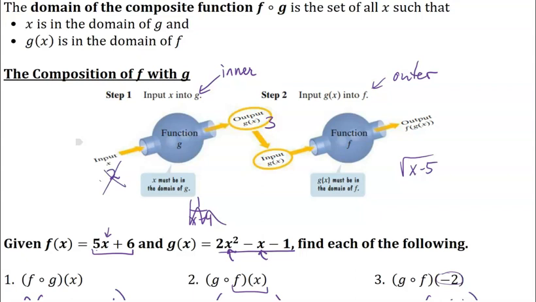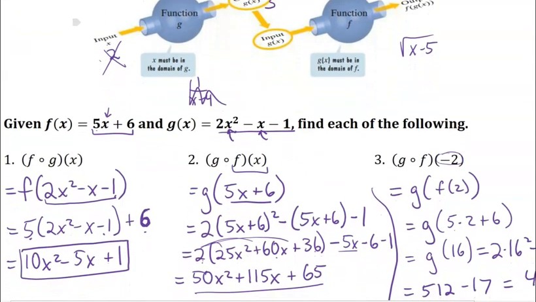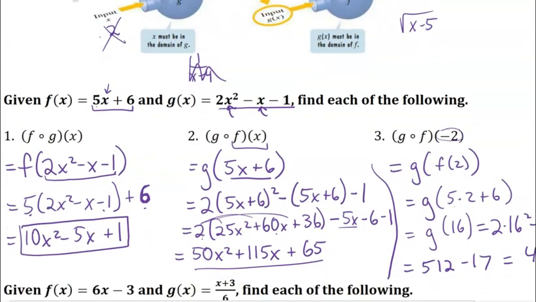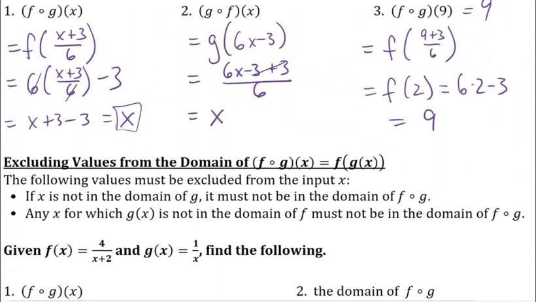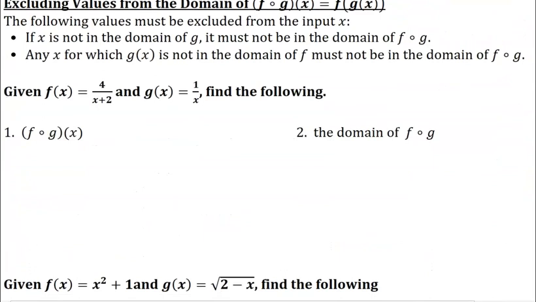We want to know what values would make the inside function not exist, meaning zeros in the denominator or negatives under a radical, and then also what output values of the inside function would give us an input into the outside function that does not exist. Okay. Kind of messy unless we're talking about specific functions. So let's look at this one.